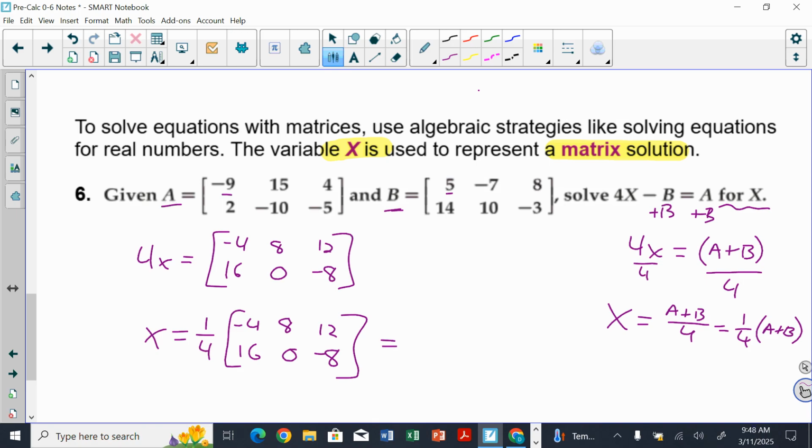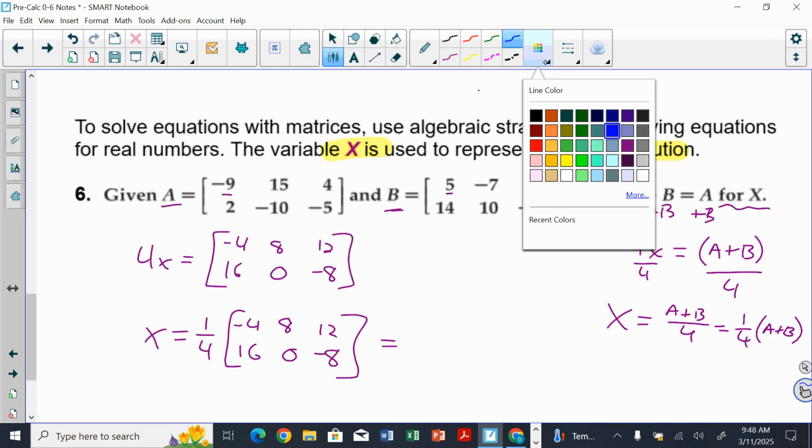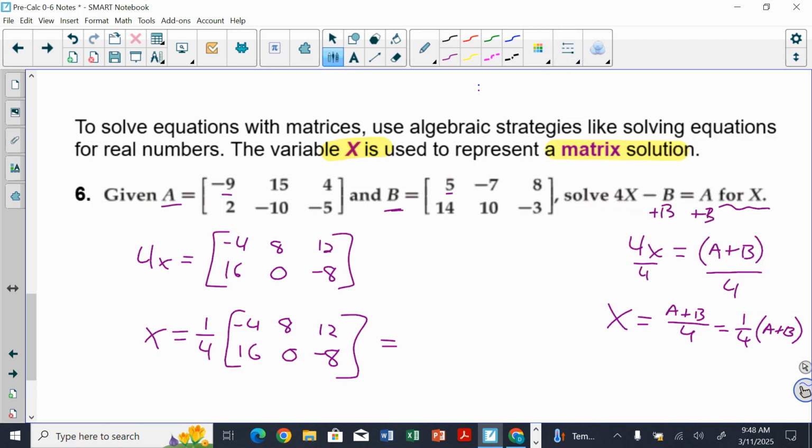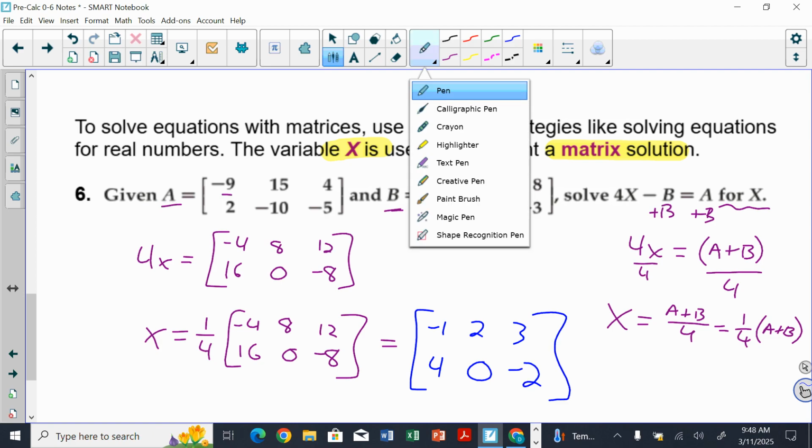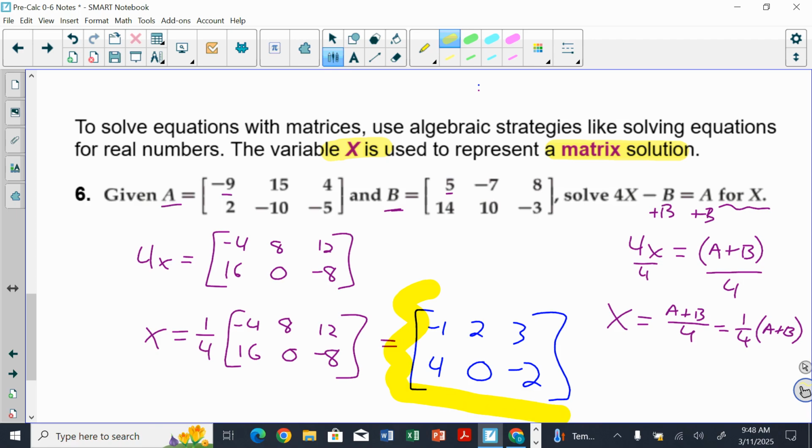So my new matrix then comes out to be -4 divided by 4 is -1. Then 8 divided by 4 is 2, and 12 times 1/4 is 3. And then at the bottom, 16 times 1/4 is 4. 1/4 times 0 is 0. And then -8 times 1/4 is -2. So there you go, with my final answer being right here.